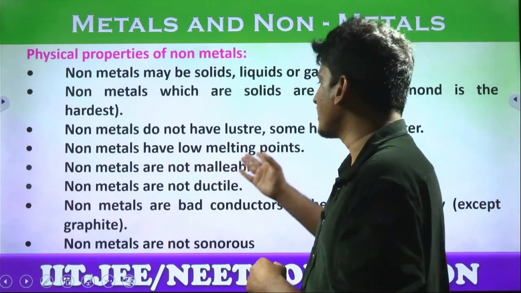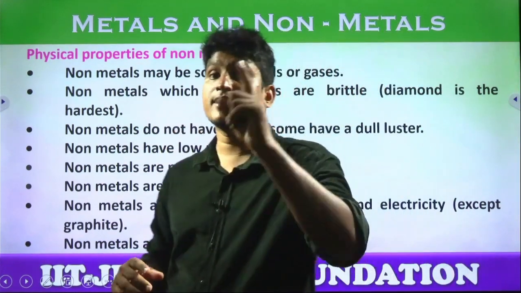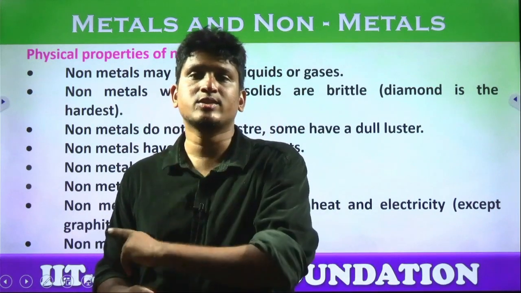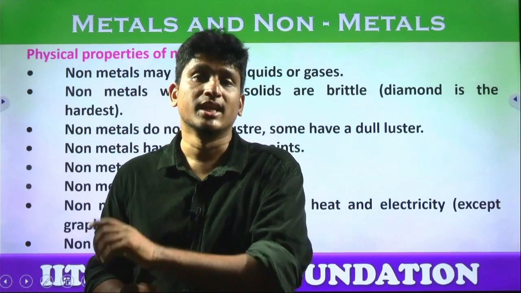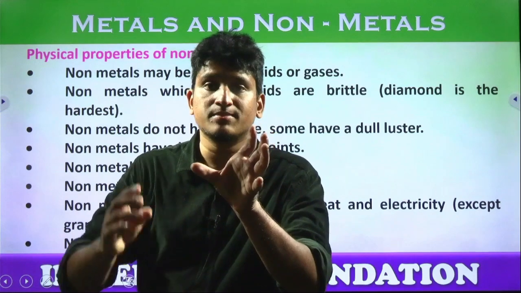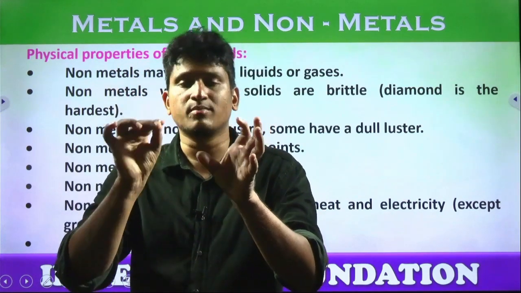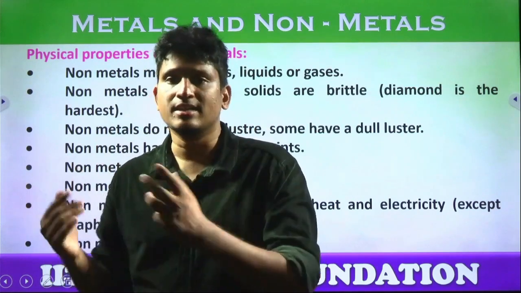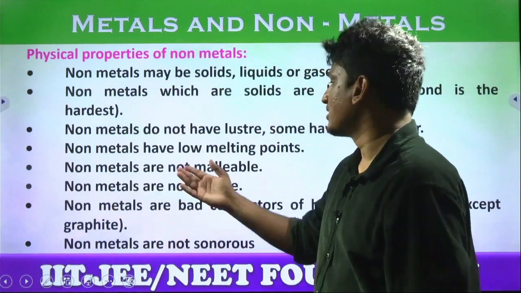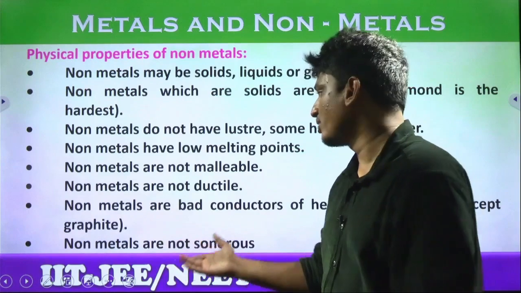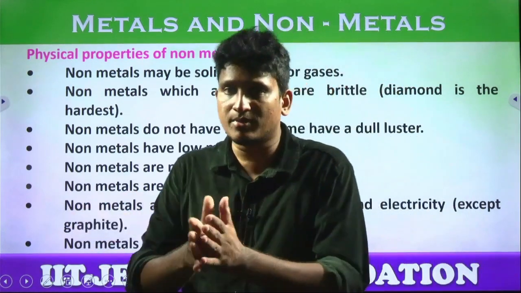Non-metals have low melting points. Metals have high melting points, yes or no? And non-metals have low melting points. Why? Because these are molecular substances. Due to the absence of strong intermolecular forces of attraction between molecules, they have low melting and boiling points. So non-metals are not malleable. We already know. Okay, can we make carbon into a thin sheet? No.